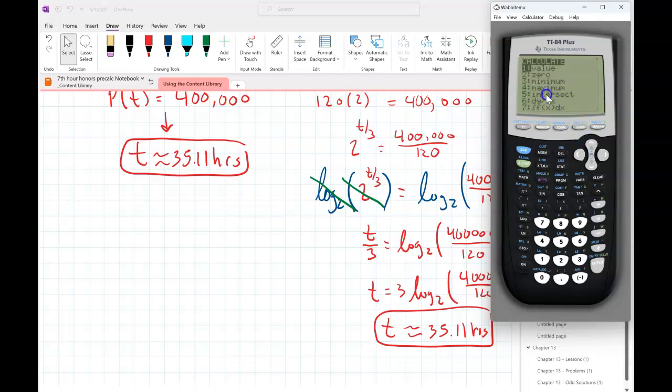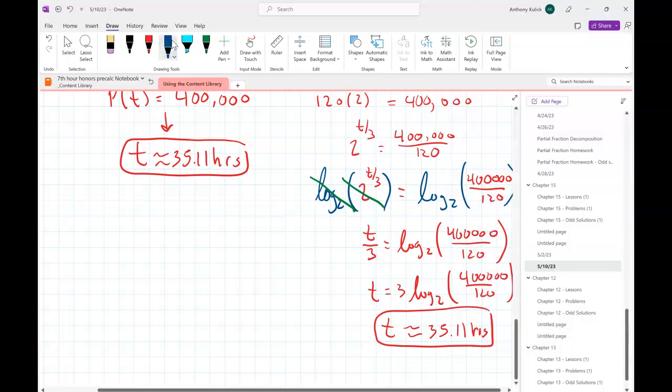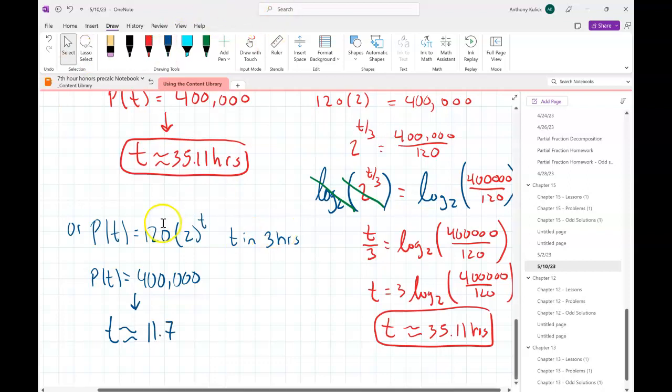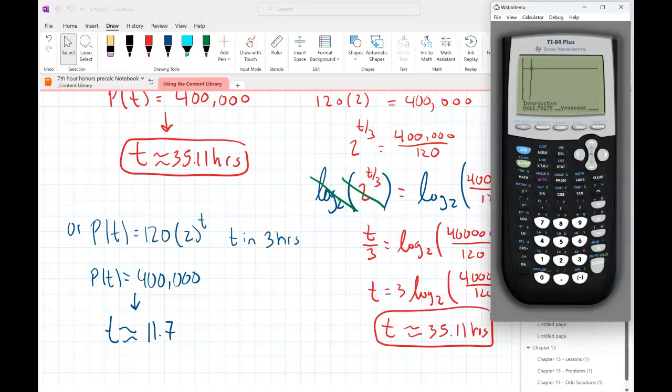If I do trace and then intersect, here I get 11.7. So let's write down a little bit of what we've done so far. I forgot the last decimal there. What was that? 0, okay.